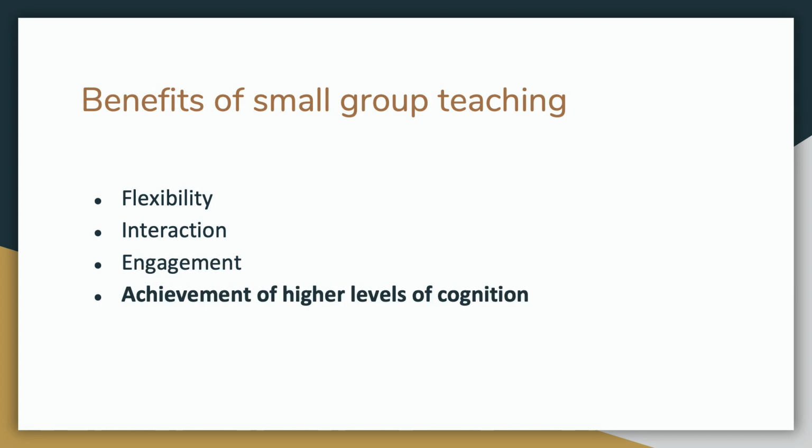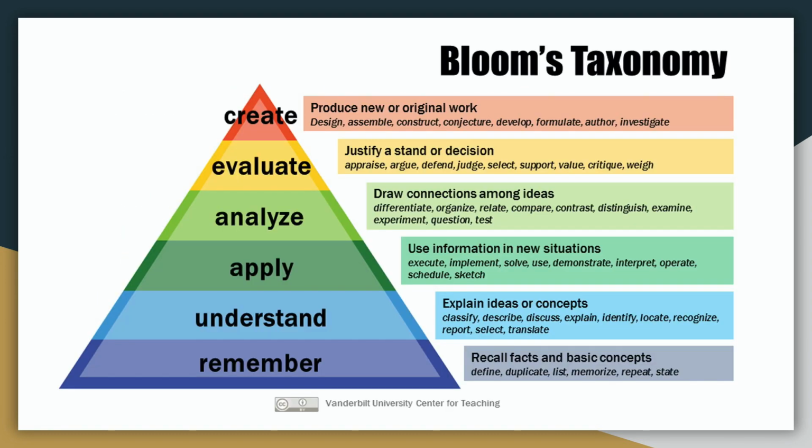Small group teaching allows for greater discussion and exploration of the topic, promoting higher order thinking. This can develop skills such as reasoning, problem solving, and interpersonal skills. This is represented in Bloom's taxonomy, where the different levels of cognition are outlined. Perhaps you could think about which level you want to achieve from your teaching session and design activities around this.